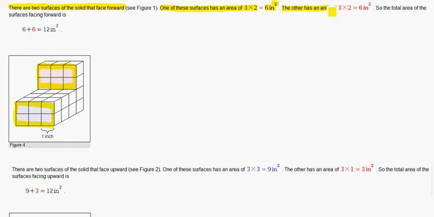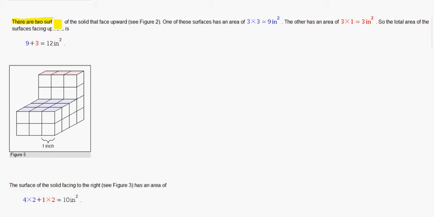The other has an area of 3 cubes times 2 cubes. So 3 times 2 is 6, and that's square inches. So the total area of the surfaces facing forward is 6 plus 6, which is 12 square inches.